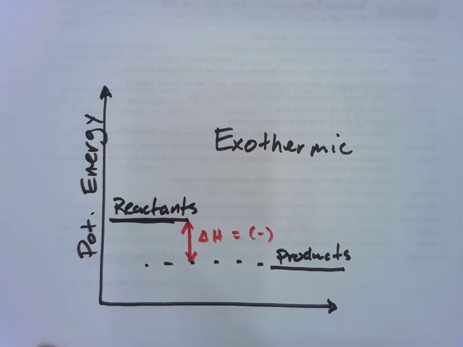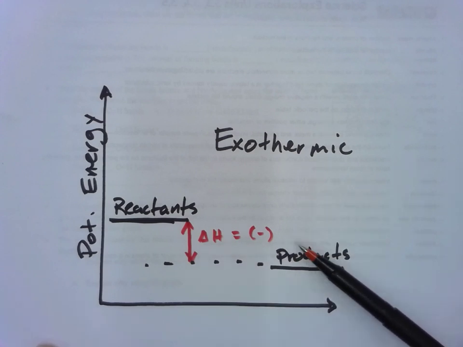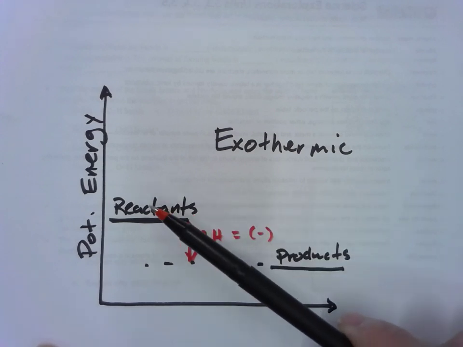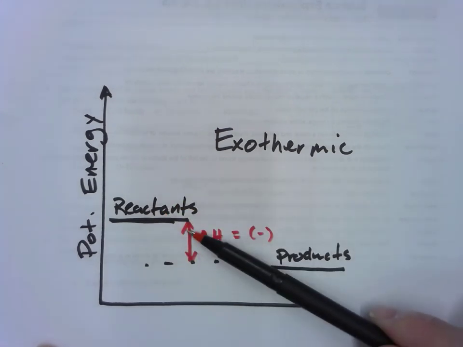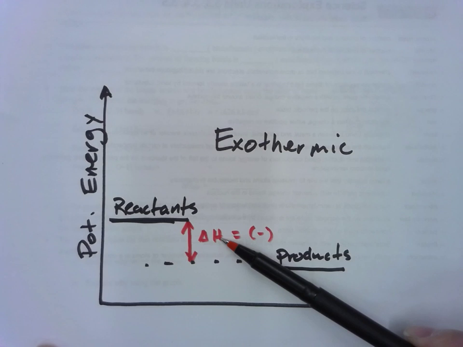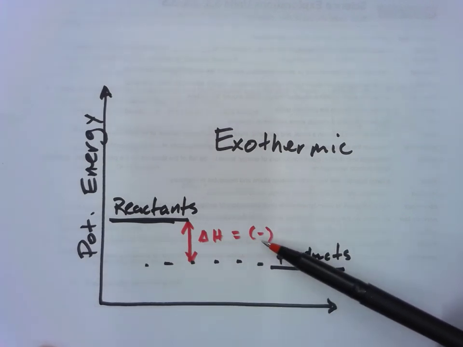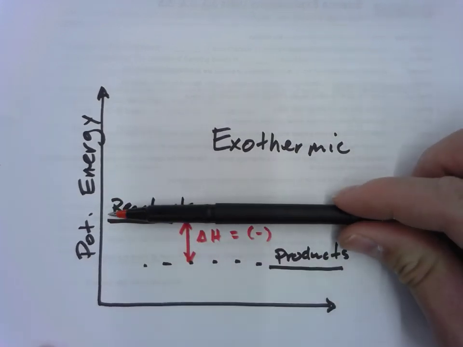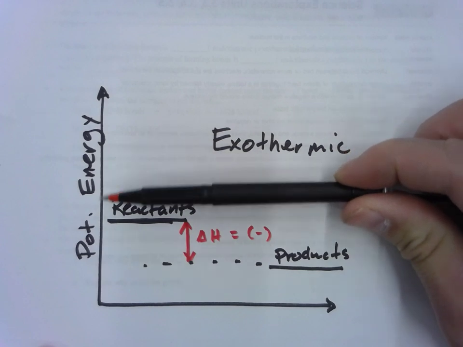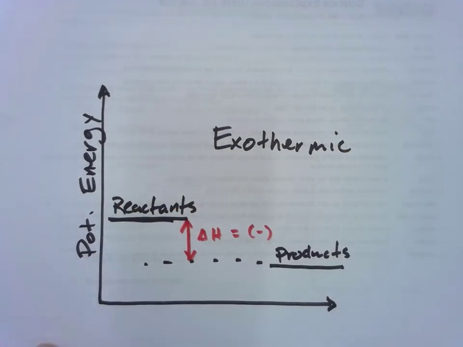If you end up with less potential energy in your products than you do with your starting reactants, then you get a release of energy here. That release of energy is called your delta H. If it's an exothermic reaction, your graph looks like this: the starting reactants are higher on the graph in terms of potential energy than the products, which have a lower potential energy.